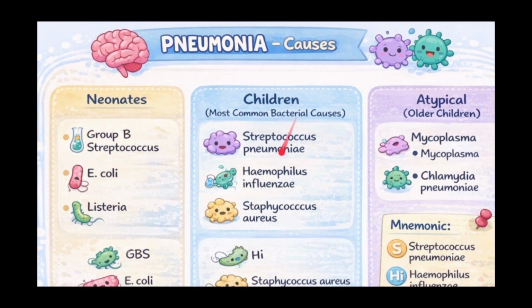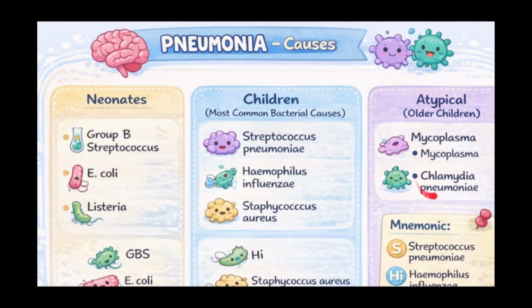Now in children the mnemonic is SHS. SHS stands for Streptococcus pneumoniae, the most common cause of pneumonia, H. influenzae, then Staph aureus. In atypical pneumonia, the two organisms that are important are Mycoplasma pneumoniae and Chlamydia pneumoniae.